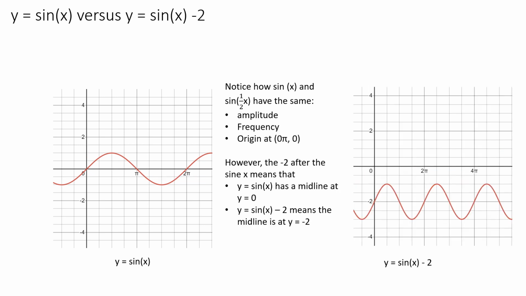Let's look at one more here. Now this is interesting. This is separate from the sine itself. This is sine x versus sine x minus 2. And all I've done here, notice we have the same amplitude and frequency, and we have the same origin right here. But look at this. All I've done is subtract 2. Here's my original midline, right on the radial axis. By subtracting 2, I'm dropping it down. Here's my midline now.